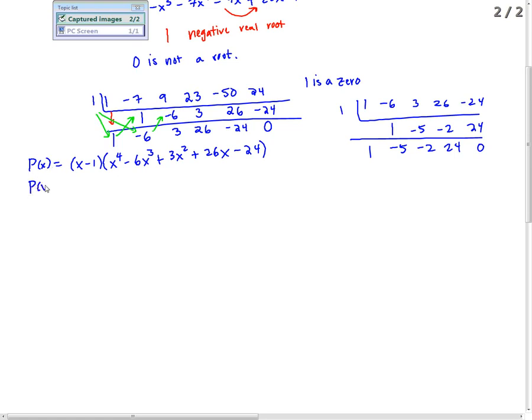Well, that means 1 is a 0 again. So I can write my polynomial as x minus 1 times x minus 1, or x minus 1 squared, however you want to do it. And then this is the remaining piece. It was x to the 4, so now this is x to the 3rd. X cubed minus 5x squared minus 2x plus 24.